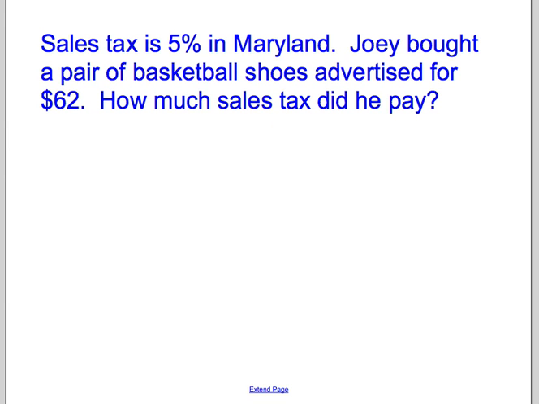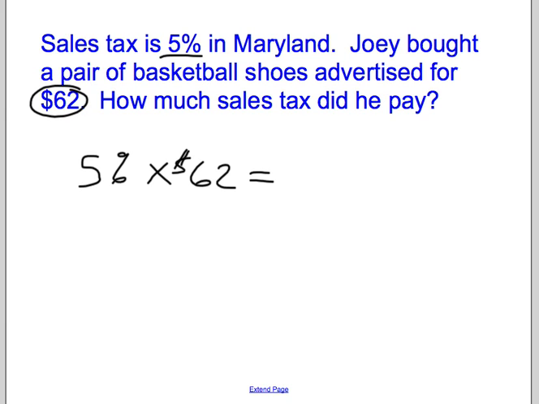Sales tax is 5% in Maryland. Joey bought a pair of basketball shoes advertised for $62. How much sales tax did he pay? We're given a percent, 5%, so I have 5% of the original amount or total, which is $62. And that's going to equal the sales tax. And I'm just going to put T for tax.